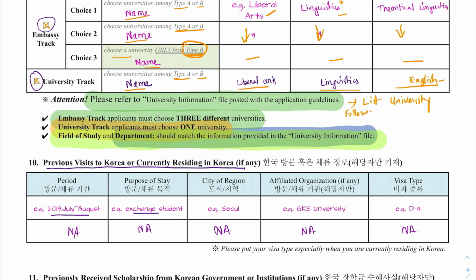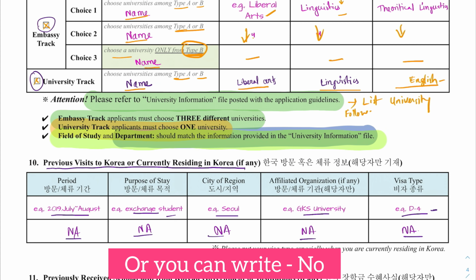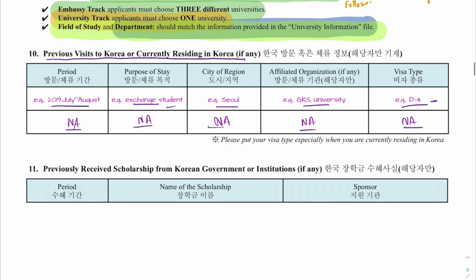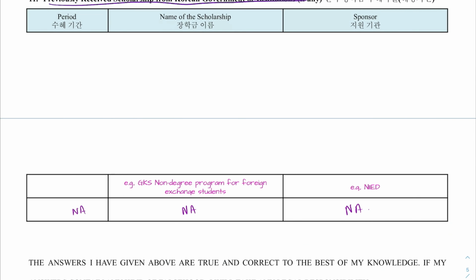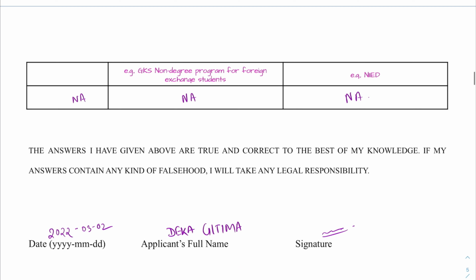If you have ever come to Korea, then you can mention here what the purpose was, suppose to meet family, and where you visited, suppose Seoul, and then any organization. I did not come, so I put all NA or just leave it. Then previously received scholarship from the Korean government or institution. Here you can put anyone who got the GKS non-degree program for foreign exchange students, and don't forget to mention the date and the name of the applicant and the signature. Coming to the next, the personal statement.